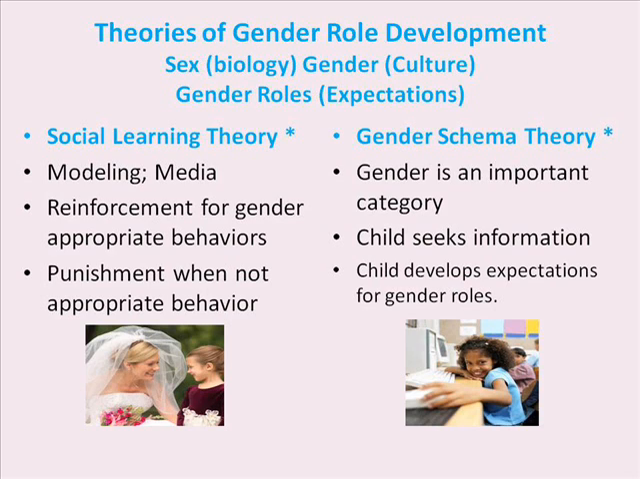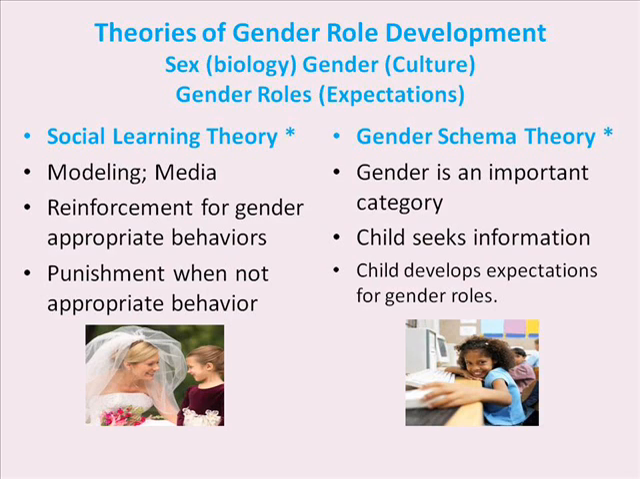For example, the little girl who wears dresses and looks pretty gets reinforcement. The little girl who plays in the mud and wears jeans doesn't necessarily get that same type of reinforcement. It also refers to punishment. The little boy who wants to play with dolls, for example, and is punished by being teased or criticized by the father, is learning an appropriate gender role. Social learning theory therefore describes gender roles as learned behaviors.